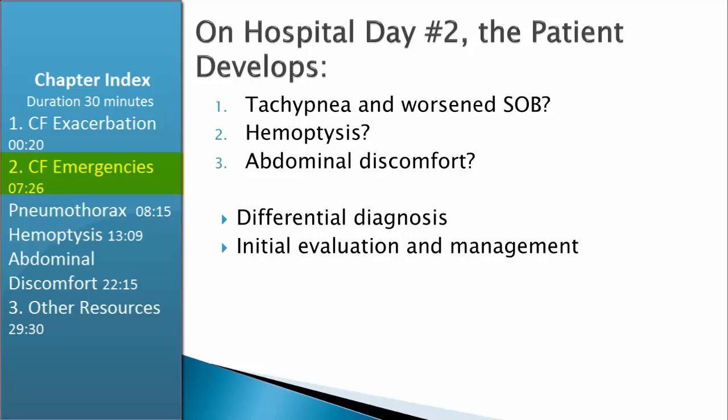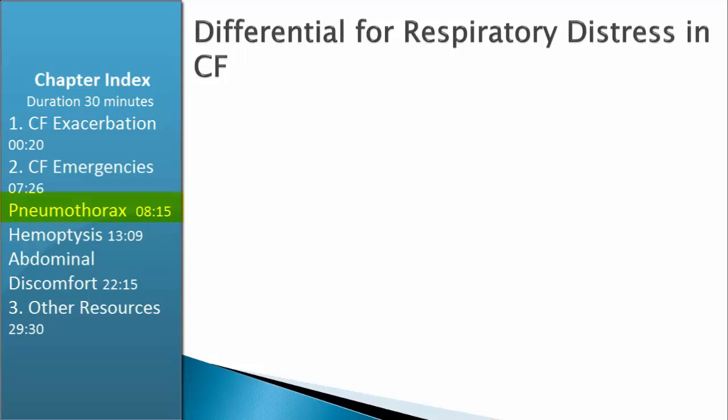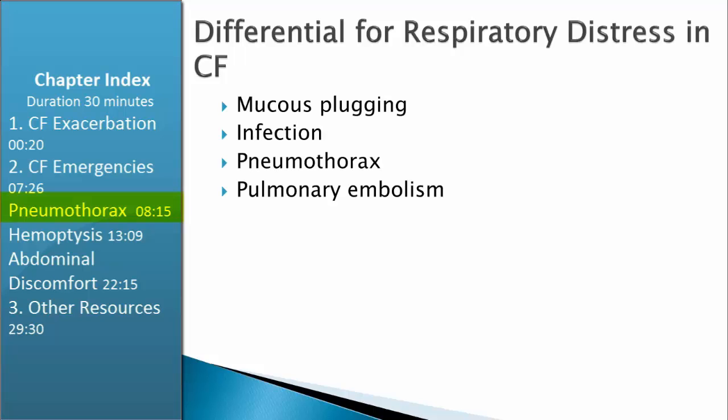So on hospital day 2, she might develop tachypnea and worsening shortness of breath. She could develop hemoptysis, or she could develop abdominal discomfort. And for each of these scenarios, we're going to talk through the differential diagnosis and the initial evaluation and management. So tachypnea and worsened shortness of breath. A short differential for respiratory distress in CF includes mucus plugging, which may in fact be the most common, infection or worsening infection, a pneumothorax, and a pulmonary embolism.